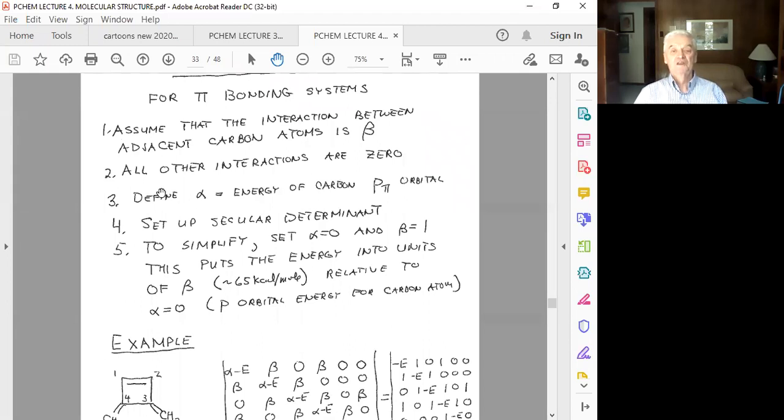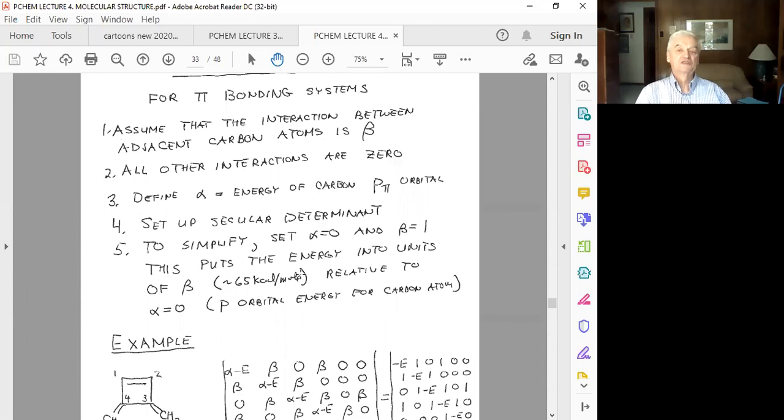So you use these rules to set up the secular determinant, and then this is what may mystify you, but I'll remind you about this next time. Then we're going to say, well, let's just say alpha, the energy of the carbon atom, is 0, and beta is equal to 1.